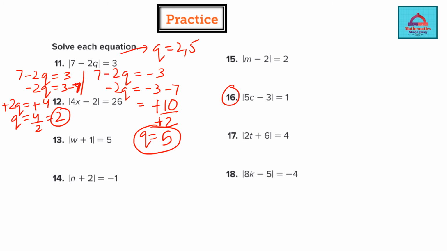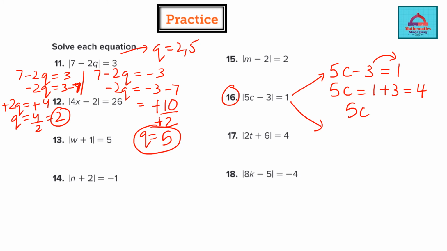Let's do another one, 16th. Now here you might get a fraction. So let's see what answer is coming. So first case, when it is positive, you have to find C. Take 3 on the other side. 1 plus 3 is 4. So 5C is equal to 4. So C is 4 divided by 5. So you get a fraction. You can also convert this to decimal.